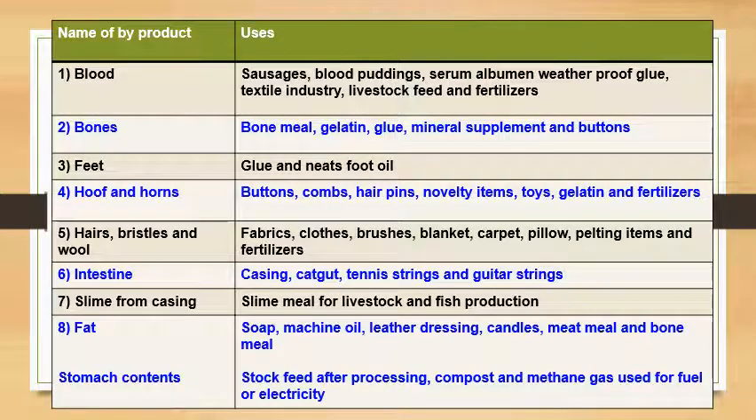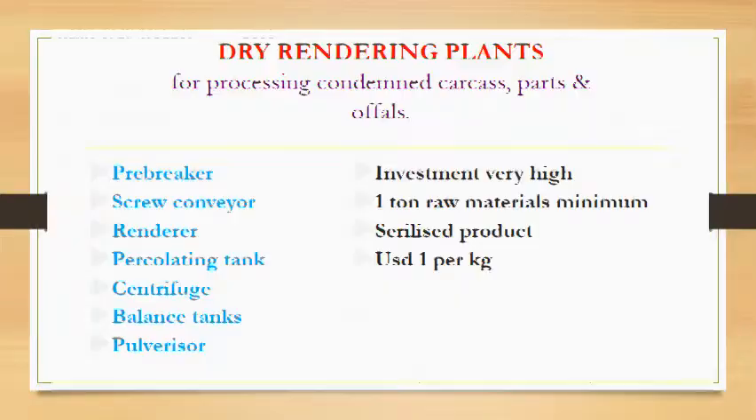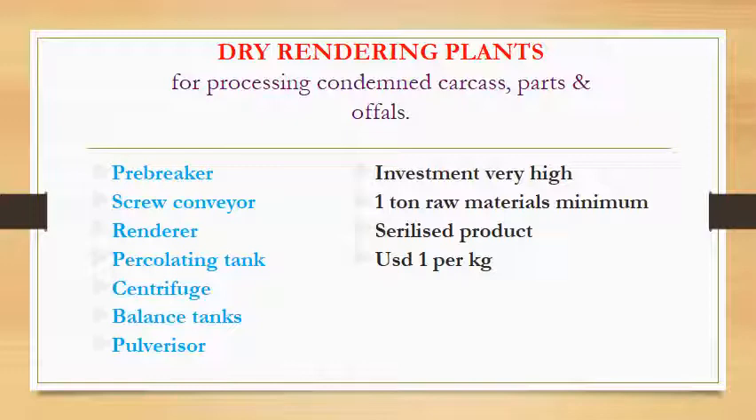Then a lot of fat comes from the condemned animals or carcasses, and that can be used in industry for soap or missile oil or leather dressing, candles or wax, or sometimes the other carcass part will be made into meat meal or bone meal. Then stomach contents are used for stock feed after processing, or for composting or biogas production, thereby making fuel or electricity. So now we will discuss different specific byproducts very briefly.